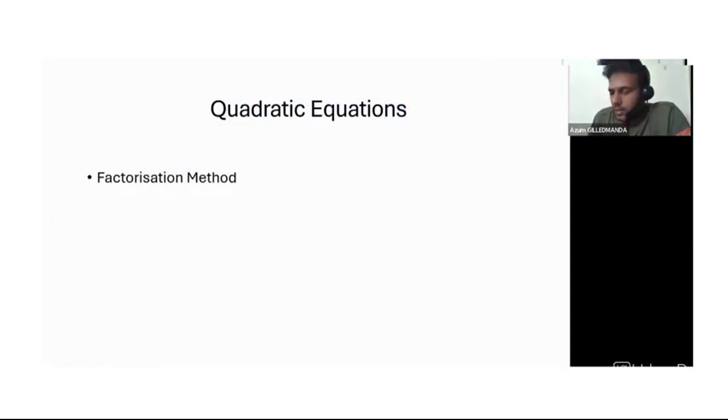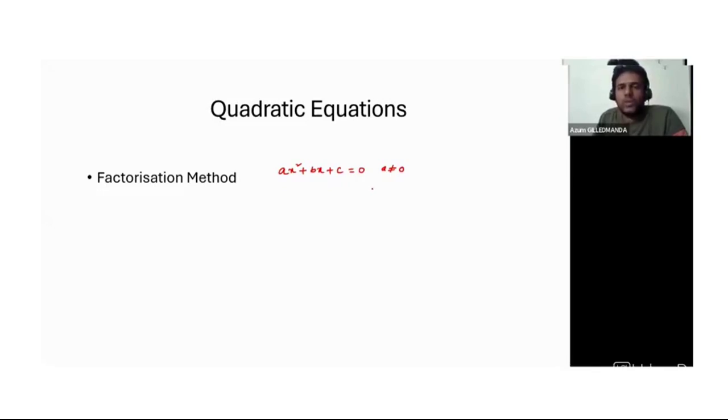So in previous sessions, we learned the standard form of a quadratic equation. The standard form of the quadratic equation is ax square plus bx plus c equal to 0, where a should not be equal to 0, right? If a becomes 0, then it will become a linear equation in terms of x. So we should have an x square term for this to be a quadratic equation.